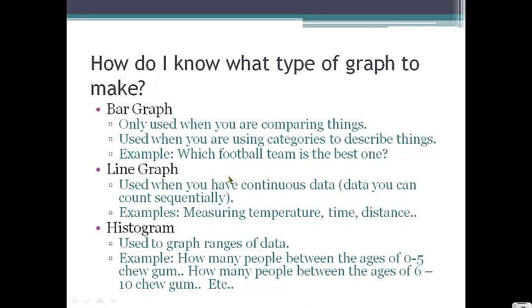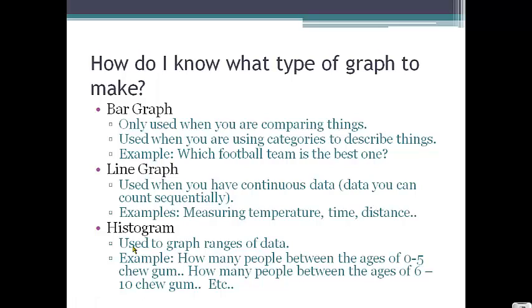I would basically make a bar chart, but each bar would go across a range of years, 0 to 5, 6 to 10. I'd have 1 bar for 0 to 5. I'd have 1 bar for 6 to 10. I'd have 1 bar for 10 to 15. Okay? So it would be a range of data. That's a histogram.